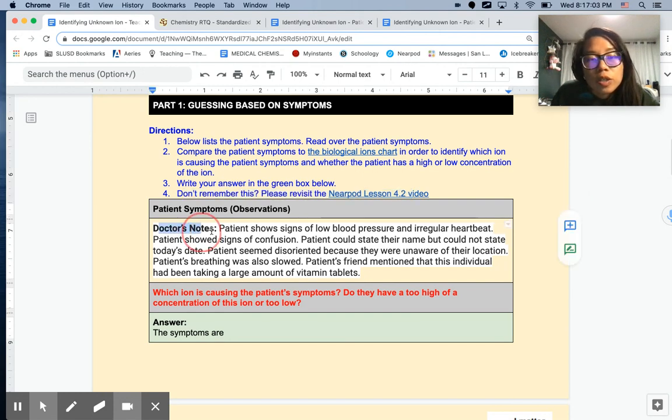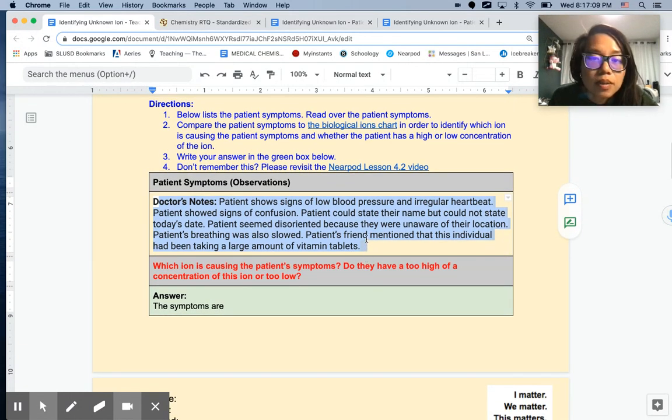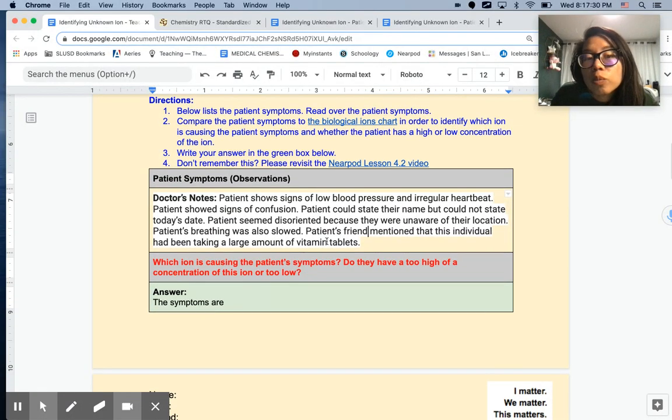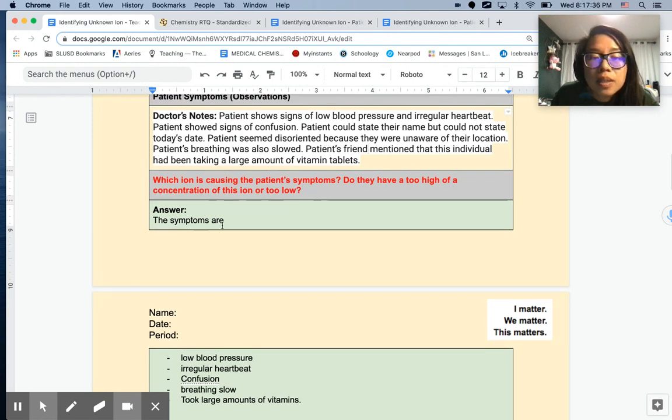What you're going to do is read over the doctor's notes and then take notes of what symptoms our patient has. In this case, the patient shows signs of low blood pressure, irregular heartbeat, confusion. Patient could state their name but not state today's date. Patient seemed disoriented because they were unaware of their location. Breathing was also slowed. As I'm reading this, something I would recommend doing is whenever you see a symptom, type that down below so that you know what you're looking for when you're looking for the symptoms later on.